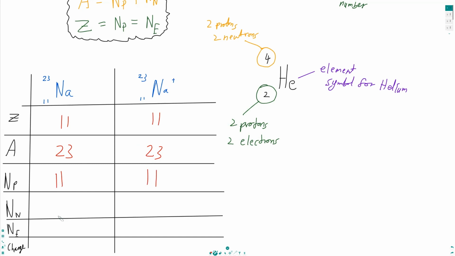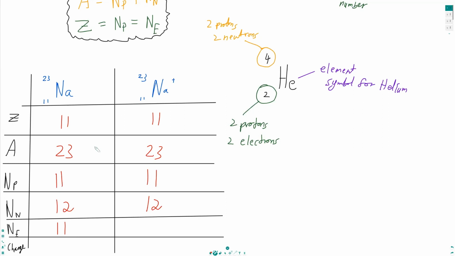Now we're moving on to number of neutrons. This is where we need to do our small maths, which is 23 minus 11, and that gets us to 12 for both of them. Now, number of electrons. In a neutral atom, remember, the number of protons always equals the number of electrons, which means here the number of electrons is also 11.